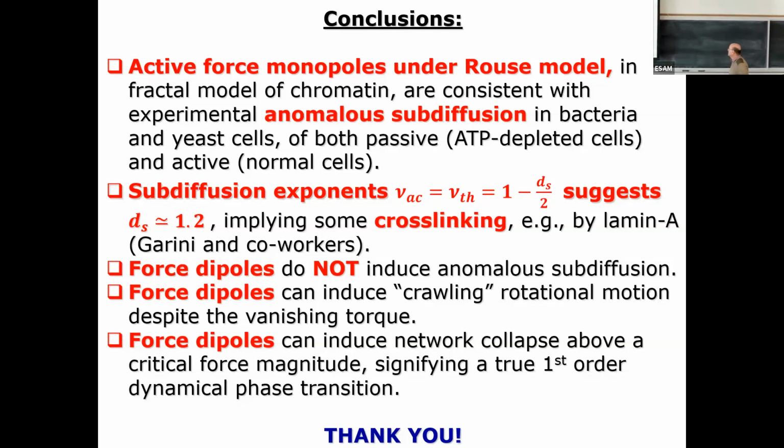Force dipoles do not induce anomalous subdiffusion. They can be there, but they are not those responsible for this observation. Force dipoles can induce crawling rotational motion despite the Weissenberg torque. This was not seen in chromatin, and I don't know other systems. In fact, I don't know why. Although the cytoskeleton is known in mammalian cells to make some turns, so it might be related to that. And force dipoles can induce network collapse above a critical force magnitude, signifying a true first-order dynamic phase transition.